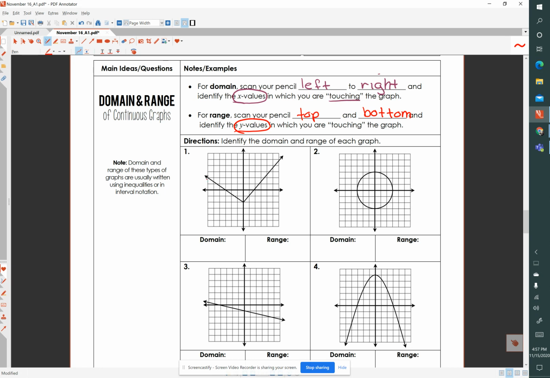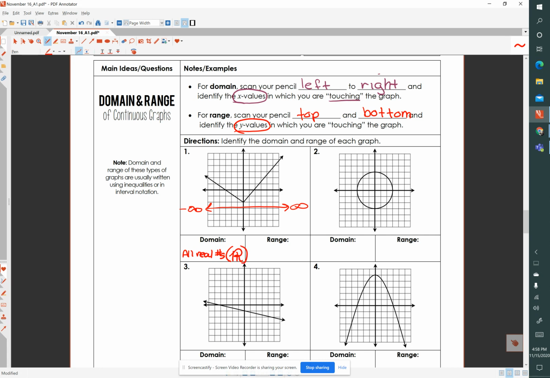So if we look at this graph, we see that the domain encompasses everything from left to right. It's going to go from -infinity to +infinity. So we call that all real numbers. And we use that symbol.